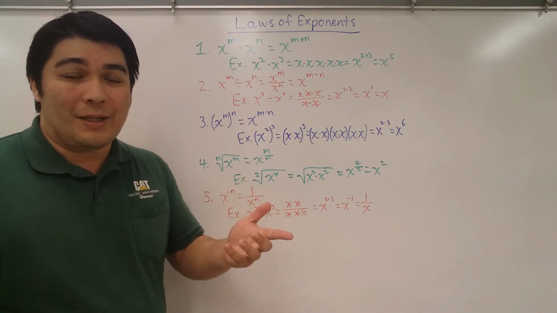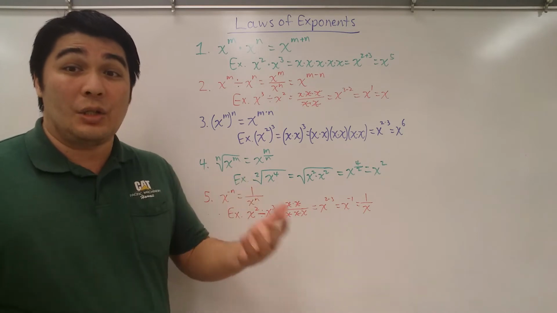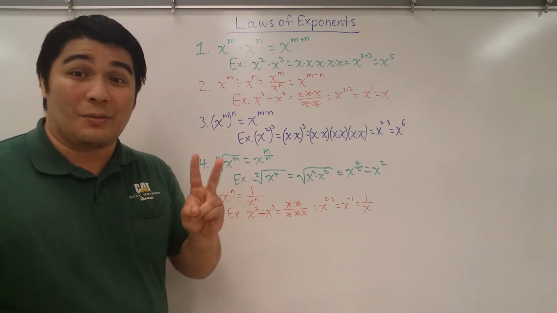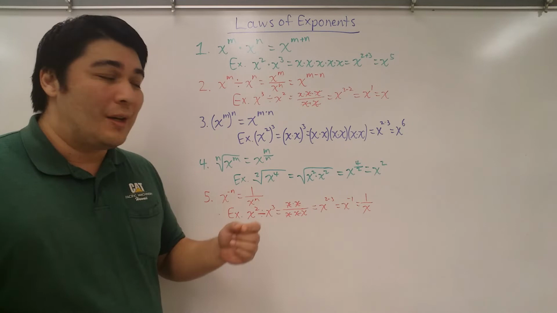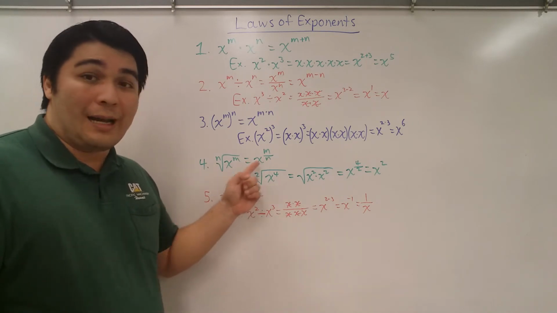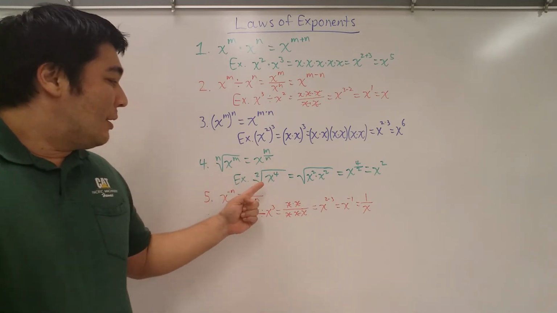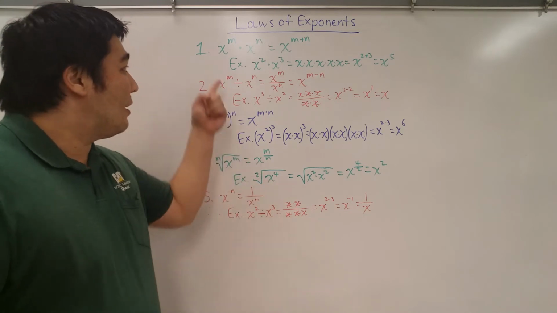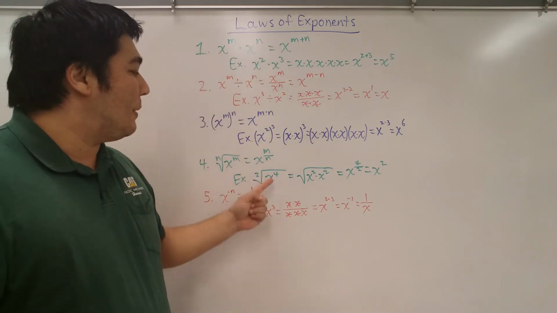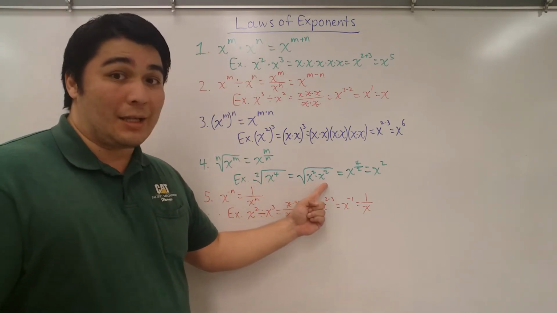It's not necessary, because if you don't write anything, it is assumed that you are talking about the second root, or the square root of anything when you have the radical sign over here. So x to the fourth, based on our first law, can also be written as x squared times x squared.